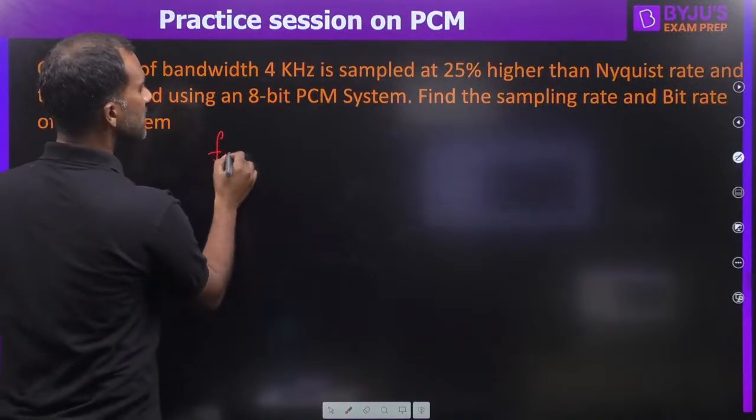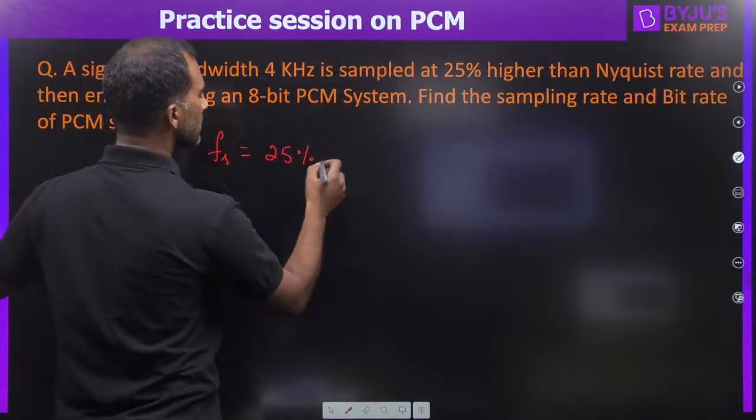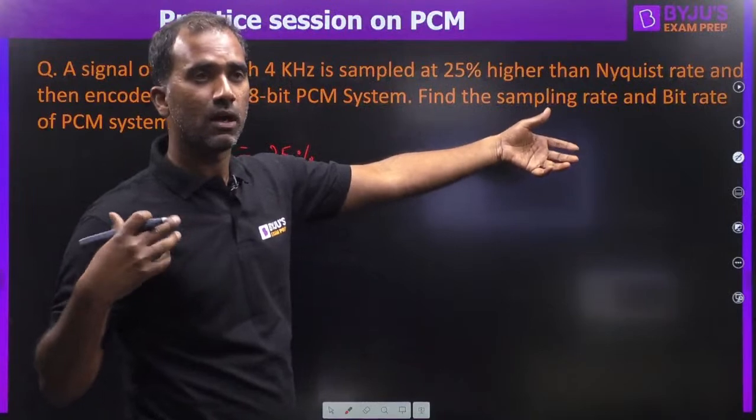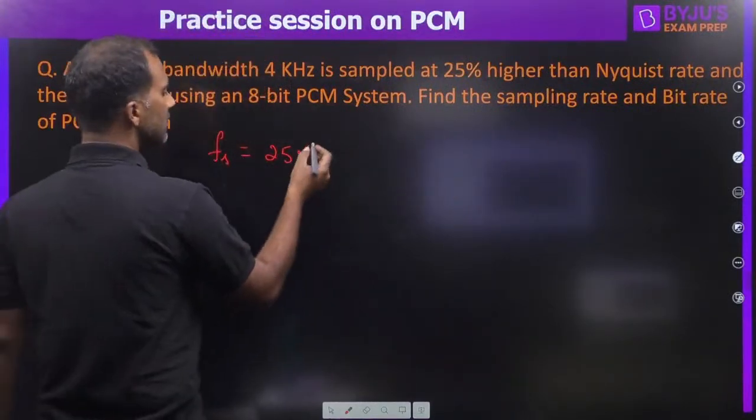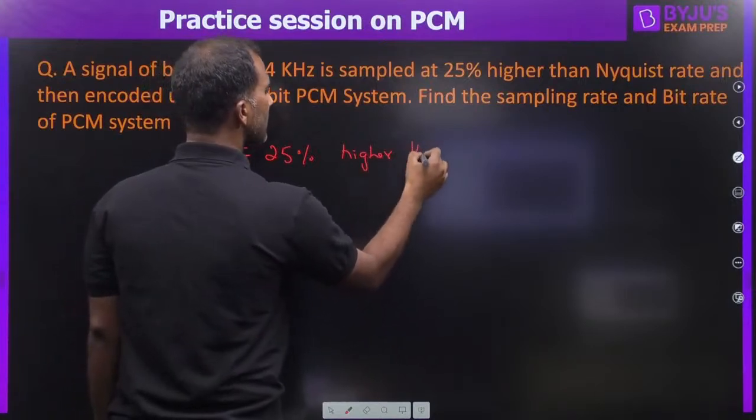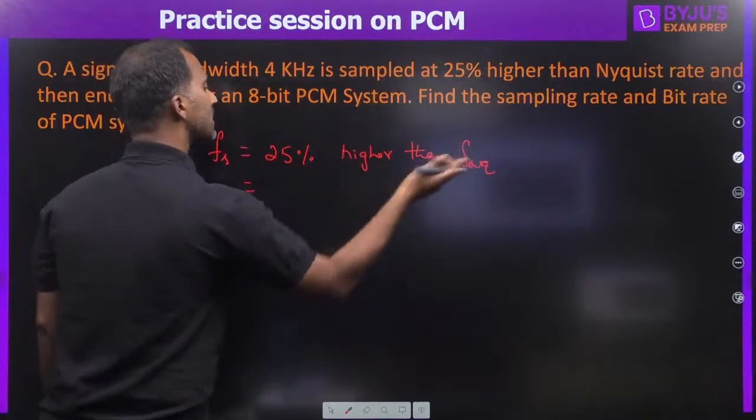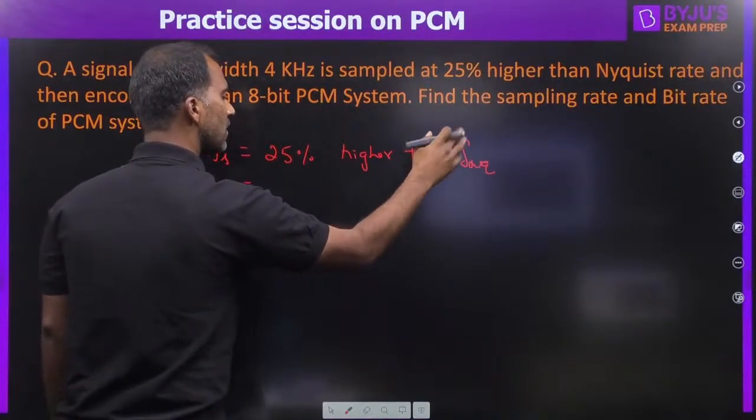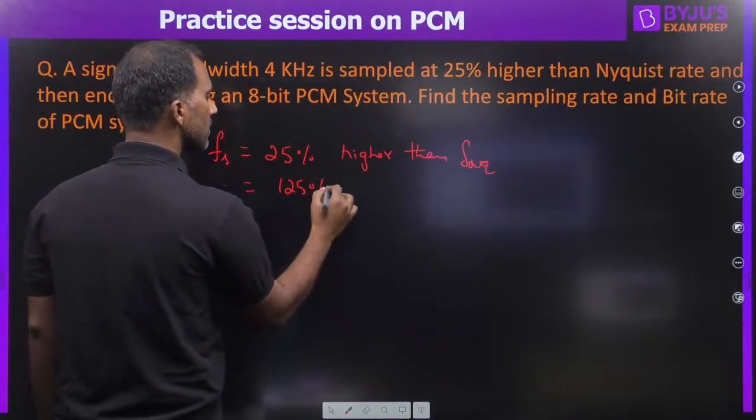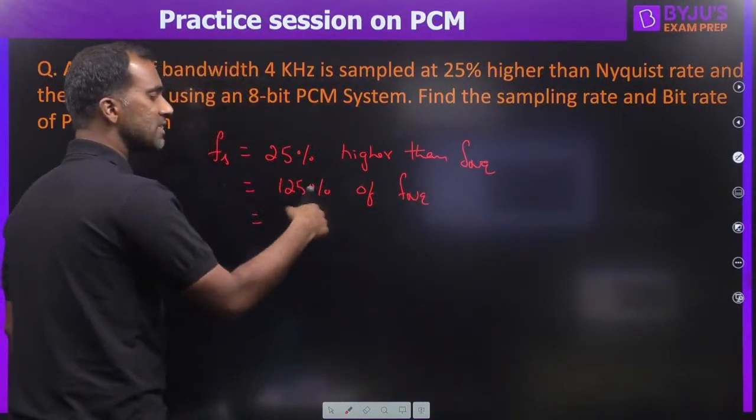So what did they give us about the sampling rate? It is 25%. I'll do it in an easier manner. If anybody has a confusion about 25% higher than Nyquist rate, how to deal with that, I'll deal with it in a very easy manner. 25% higher than Nyquist rate means the original is 100%. On top of 100%, 25% extra, which means 125% of Nyquist rate.